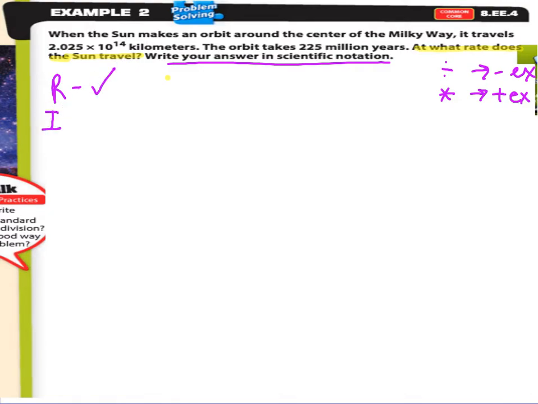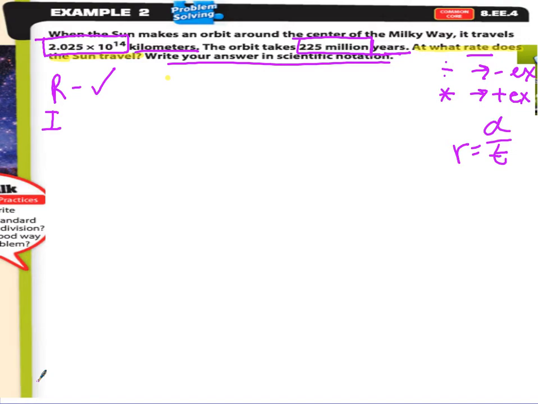So the important information here: if I want to know at what rate it travels, rate always equals distance over time. So I need to know the distance. Well, it travels a distance of 2.25 times 10 to the 14th kilometers. And then the time in this case is 225 million years. So years, kilometers.